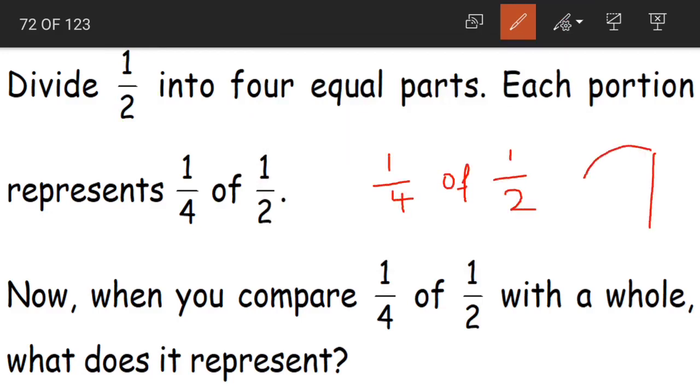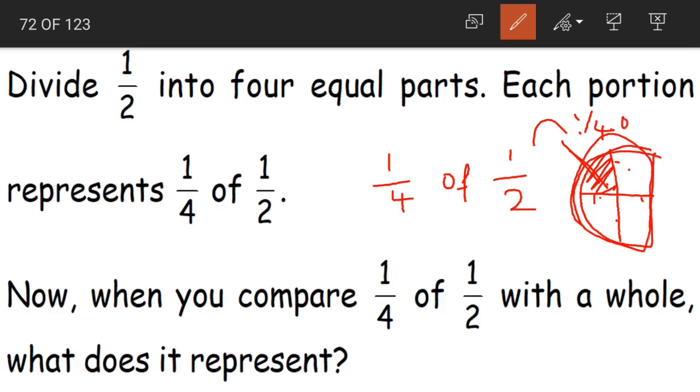Yes children, so this is our half. These are the 4 equal parts. So each child will get this much. How much is this? This is 1 by 4. Yes, it was divided into 4 equal parts. So this is 1 by 4. 1 by 4 of what? 1 by 4 of our half watermelon. So 1 by 4 of 1 by 2.